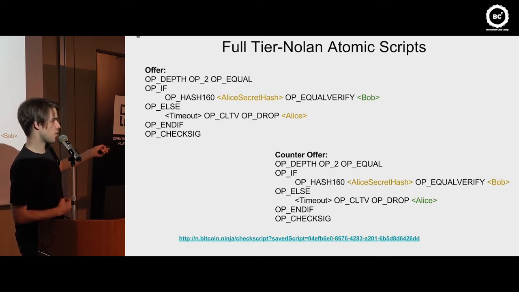I'm checking how many parameters there are. Then if there are two parameters, I check that the secret is known, and then Bob can sign.